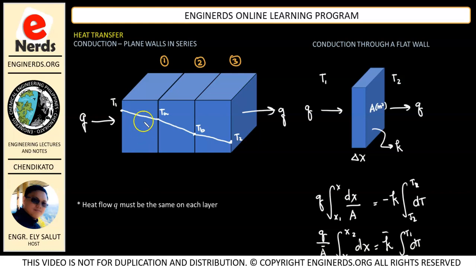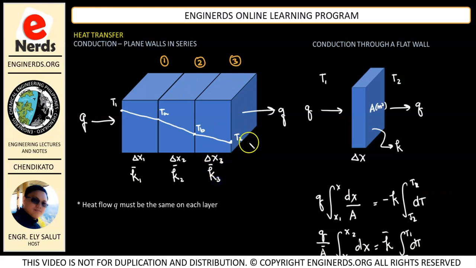Next is, what will be the thickness of our walls? Okay, so let's say this is our delta x1, delta x2, and delta x3. So these are the thicknesses, no? Thickness of our wall 1, thickness of our wall 2, and thickness of our wall 3. So, dahil magkakaiba ang ating mga materials dito, no? Yung mga walls natin magkakaiba. So, therefore, magkakaiba rin ang ating thermal conductivity. So, we have here the thermal conductivity of our wall 1, let me say this is K1. Thermal conductivity of our wall 2, which is K2. And thermal conductivity of our wall 3, which is K3.